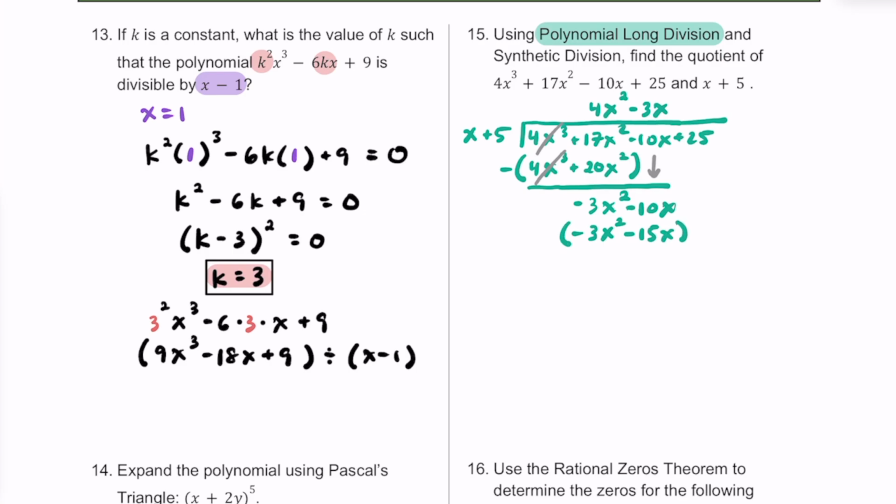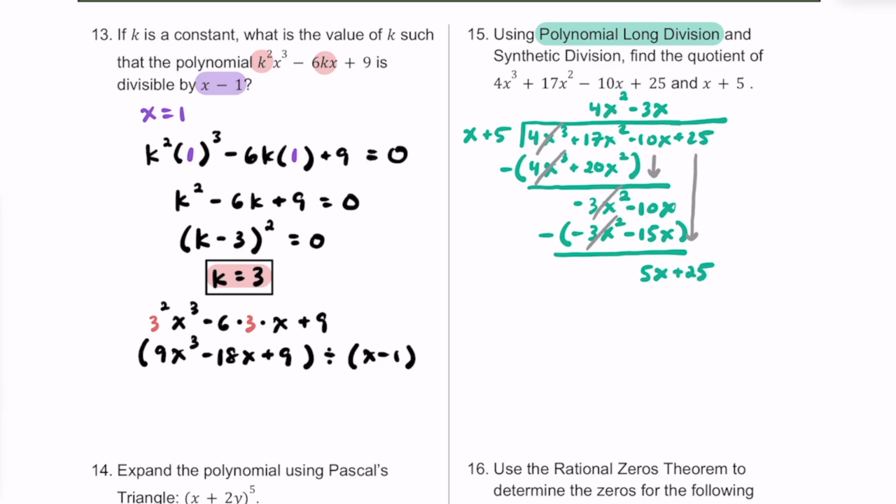Let's go ahead and subtract, see what the remainder is going to be here. This negative 3x squared minus negative 3x squared is going to be 0, so that cancels out. And then this negative 10x minus negative 15x, that's going to be adding, so we're going to get positive 5x. Okay, so hopefully one last time here, we're just going to bring down this 25. I think this is going to work out really nicely. I don't think we're going to have a remainder, which is good.